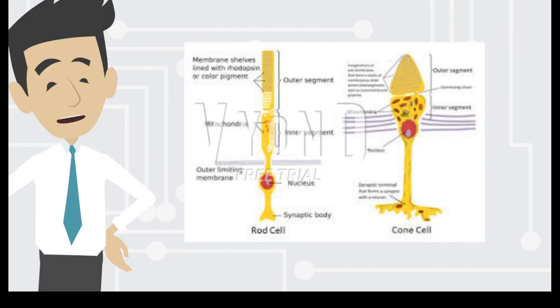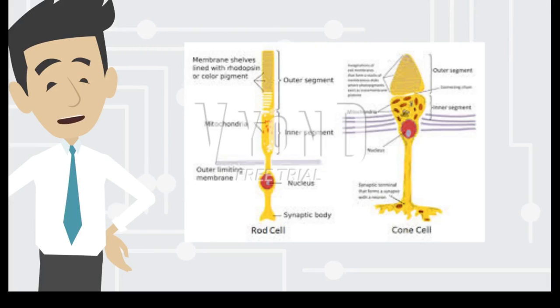There's the question of why we have two photoreceptor cells, and the reason is that a single type of receptor cannot produce both high sensitivity and high resolution. So this requires that we have two separate cells for these functions.